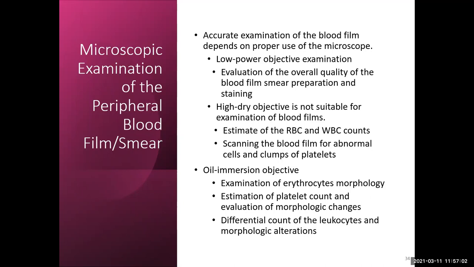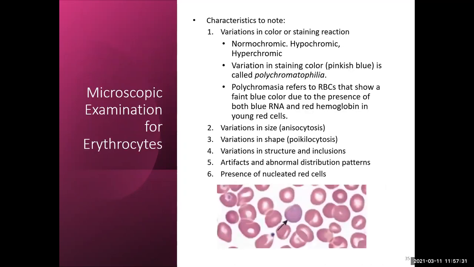Your oil immersion, you're going to examine your morphology of your cells, you'll do a platelet estimate, and you will also do your differential count. So you'll count 100 white blood cells, and then you tell how many of those are neutrophils, lymphocytes, etc. Now in lab, we're not going to actually do the count because that takes a lot of practice, but you will have the opportunity to look for some of these cells that we've talked about.